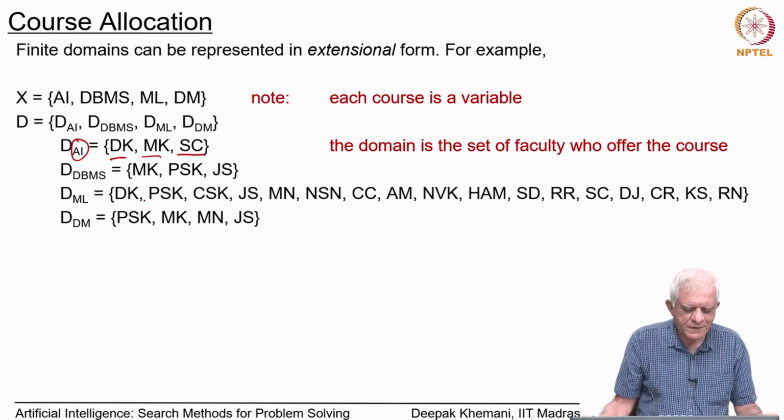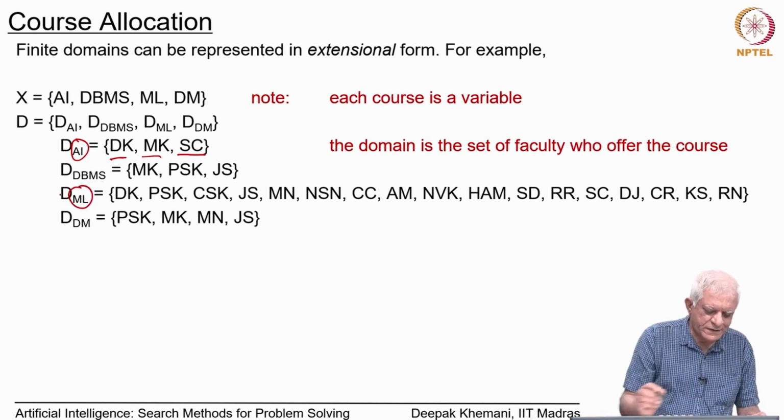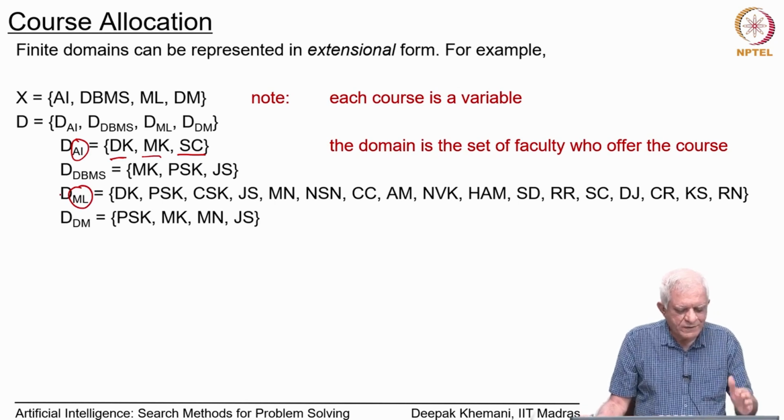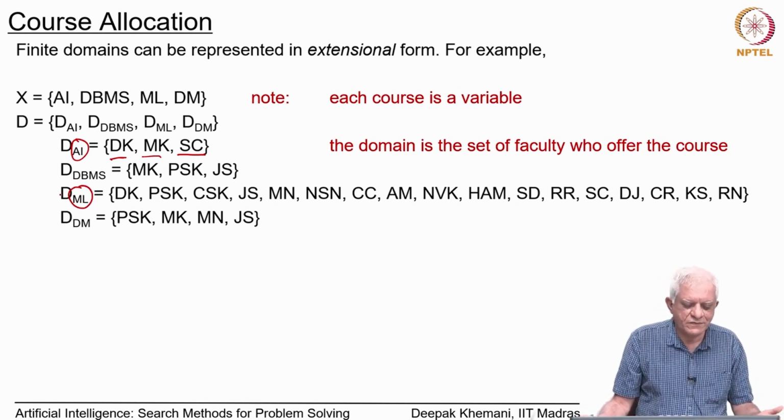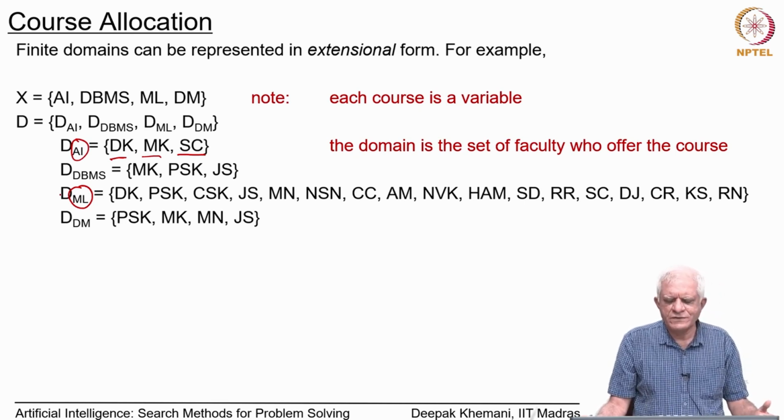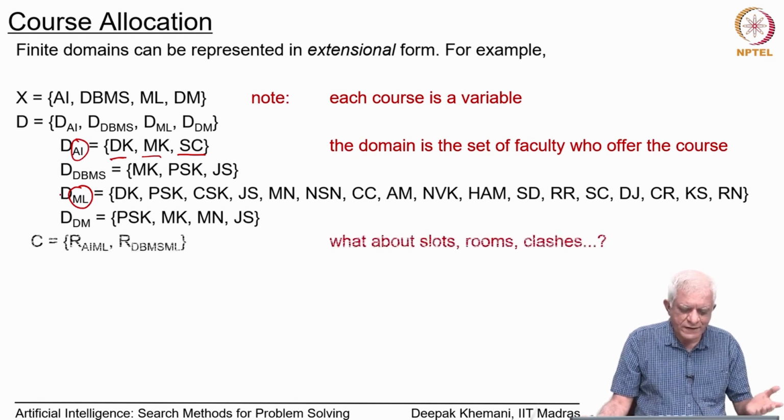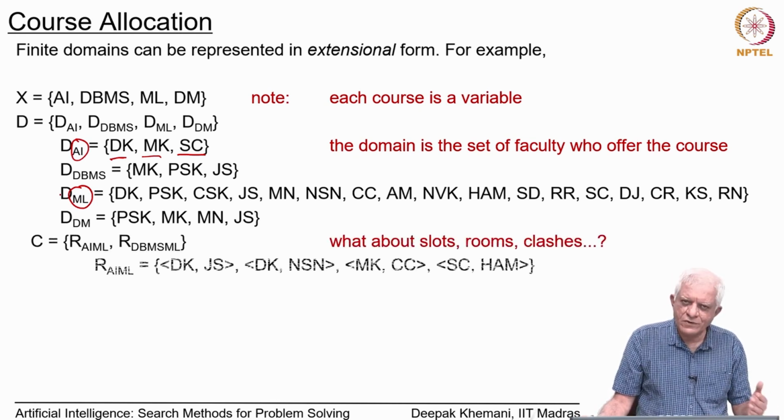3 people can teach DBMS, and as you can expect in these times of COVID and ML, a large number of faculty members are interested in teaching machine learning. So, anyway, that is what we have. We have a set of courses, and each course has a domain which specifies which faculty can teach that course, and the task is now to find an assignment to courses essentially.